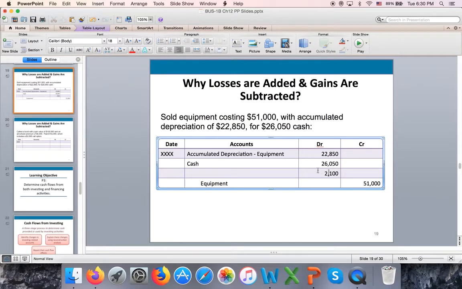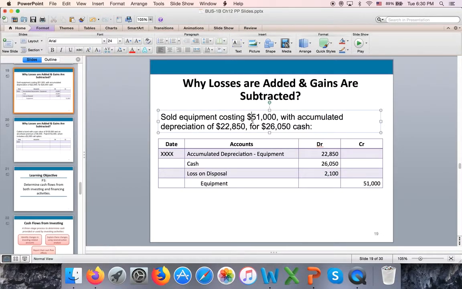If you're missing a debit, that's a loss. That's a loss on the sale of this equipment, on the disposal of equipment. Loss on disposal of equipment. If I were missing a credit, that would be a gain. Or another way to think about this 2,100: look at my book value. My book value is 51,000 minus accumulated depreciation of 22,850, so it's 28,150. But I'm getting 26,050 in cash. So I'm getting less than my book value.